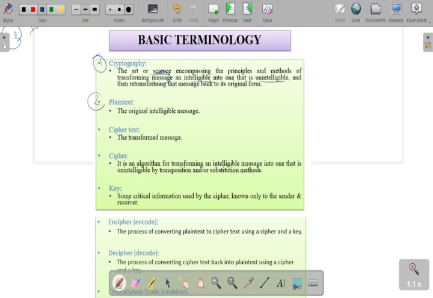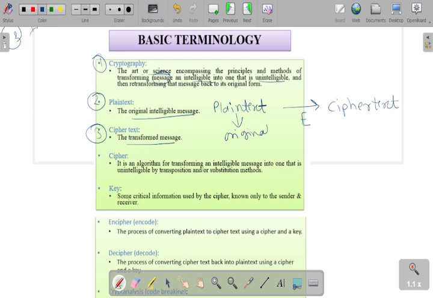The second term is plaintext. Plaintext is our original message. Whenever our plaintext is converted into ciphertext, the ciphertext is called the transformed message. With the help of encryption, we can convert our plaintext data into ciphertext data. So ciphertext is our transformed message and plaintext is our original message.